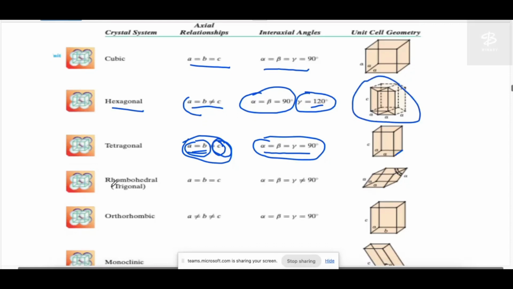Okay, so rhombohedral or trigonal. As you can see here, A, B, and C all are equal, but the angles alpha, beta, and gamma, none of them are equal to 90 degrees. As you can see here, they are tilted at all edges. The lengths of the edges are the same: A is equal to B, B is equal to C, but the angles between them are not equal to 90 degrees. So they are tilted.